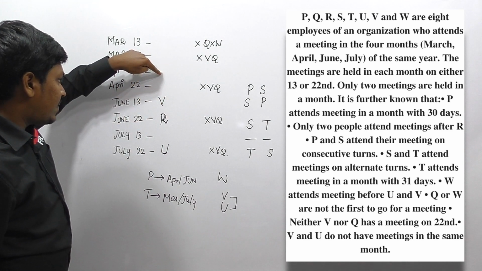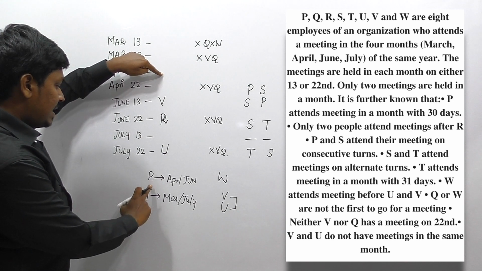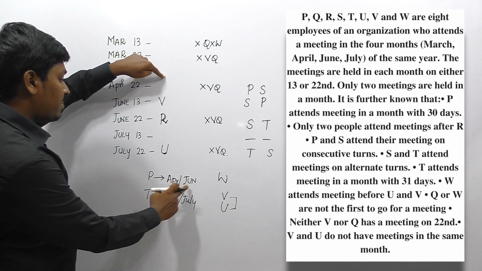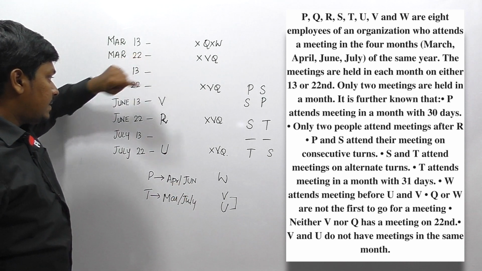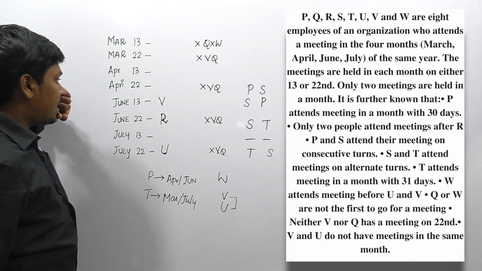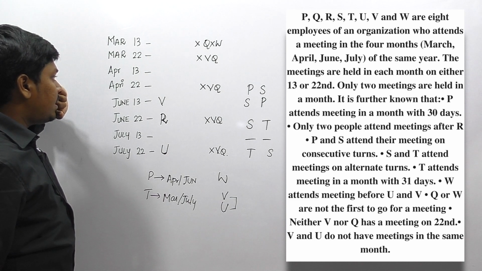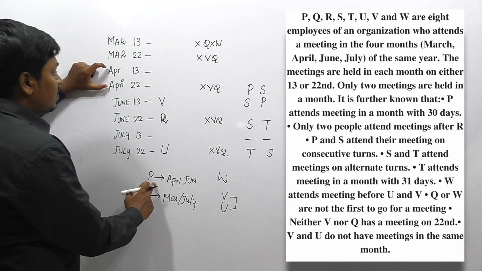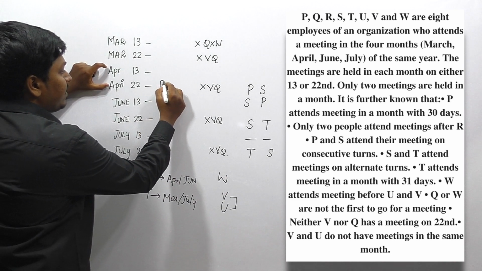And friends, we already know that T should be in the month of March or July, and also P should be in the month of April or June, and P and S should be immediate neighbors, right? So I think the only way is we need to fix it, no other way. So let me do one thing, these are the 2 places only for P and S, right? So let me fix P here, assuming that I am fixing P here.